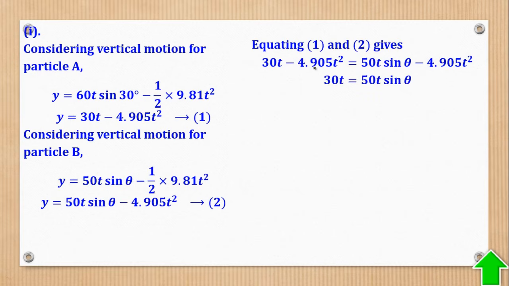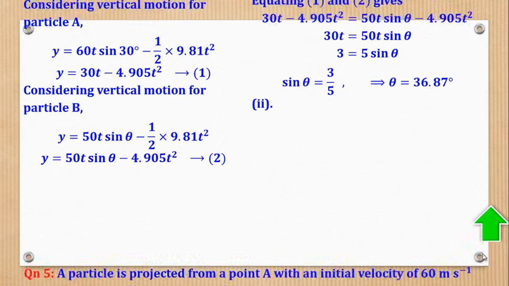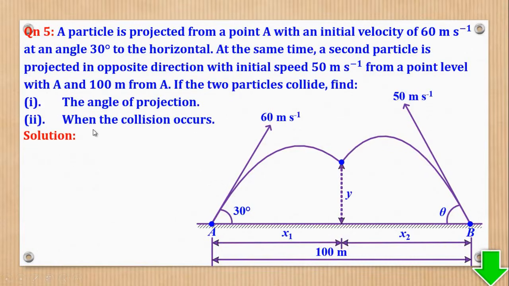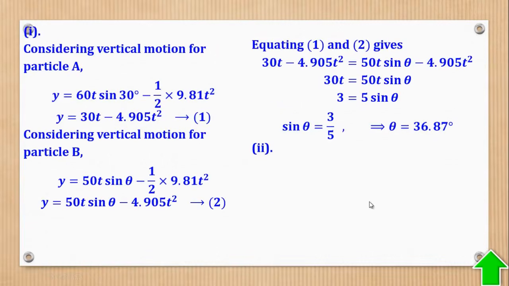So simplify or collect like terms, and realize that this and this cancel. So we remain with that. Then t will also cancel to remain with only theta. And therefore the value of theta can be got, and that will be the angle of projection they wanted. Then Roman 2, they want the time when the collision occurs.